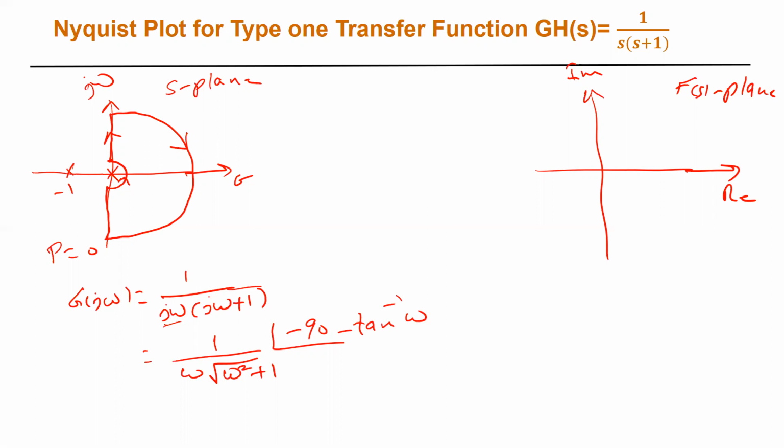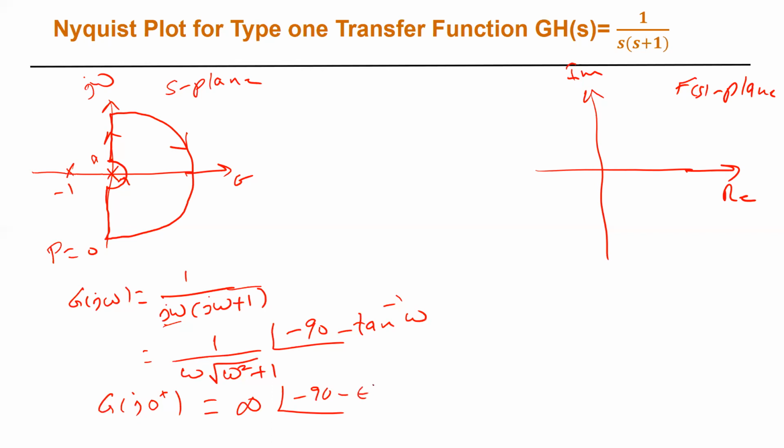Okay. So now let me start with omega equals 0 plus. So G of j0 plus. It means that I'm at this point, let me call it A. At point A, what will be the magnitude? Infinity. The magnitude is infinity. How about the angle? Minus 90.